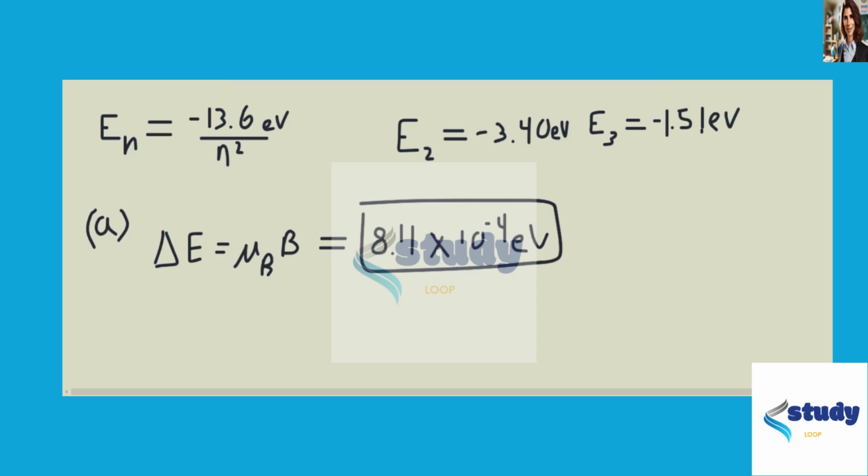Now for part B, to find the wavelength, we're going to consider the fact that E3 minus E2 is equal to E, or in other words, E3 minus E2 plus delta E. Plug those values in, what we found for delta E, what we know E3 and E2's value, we get a value of 1.89 electron volts.